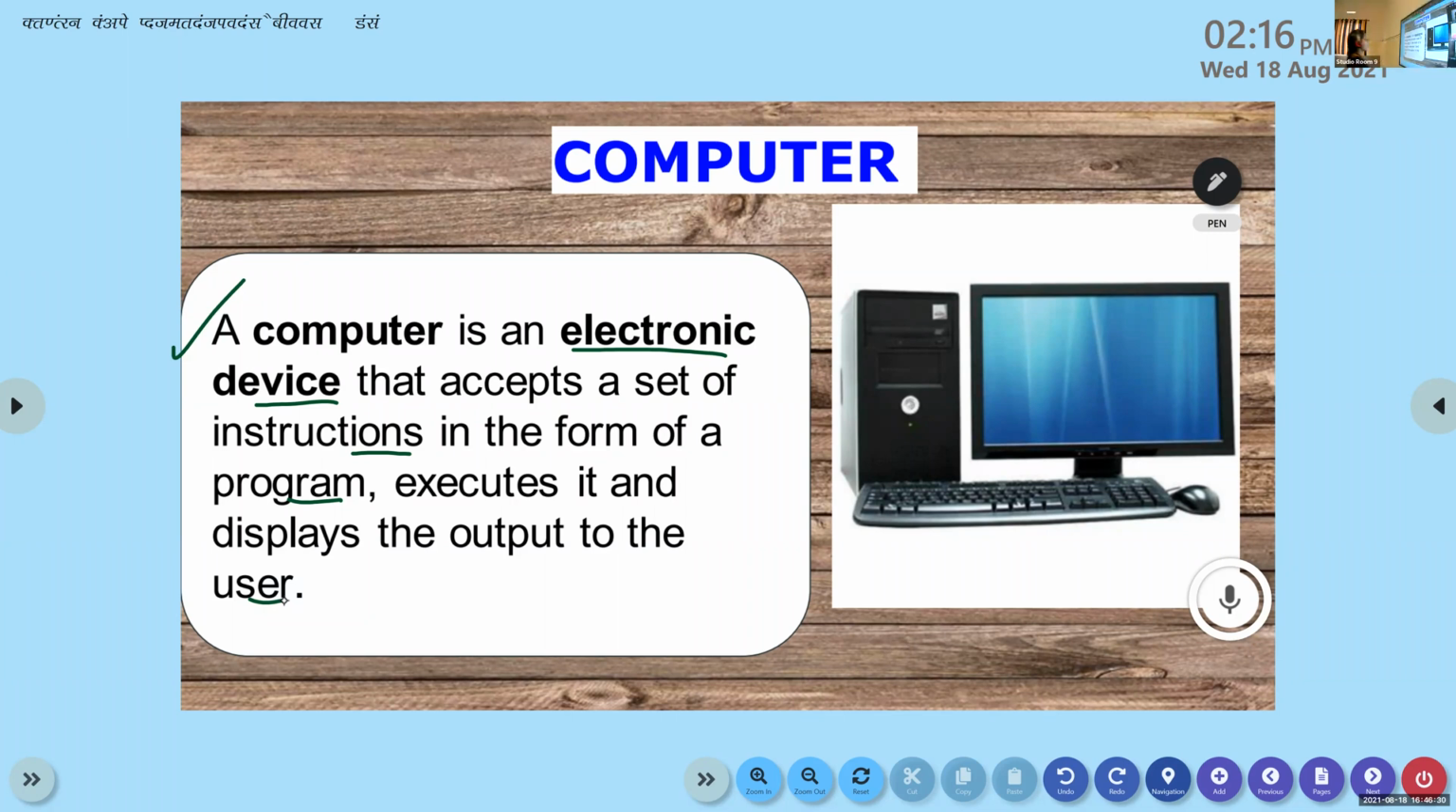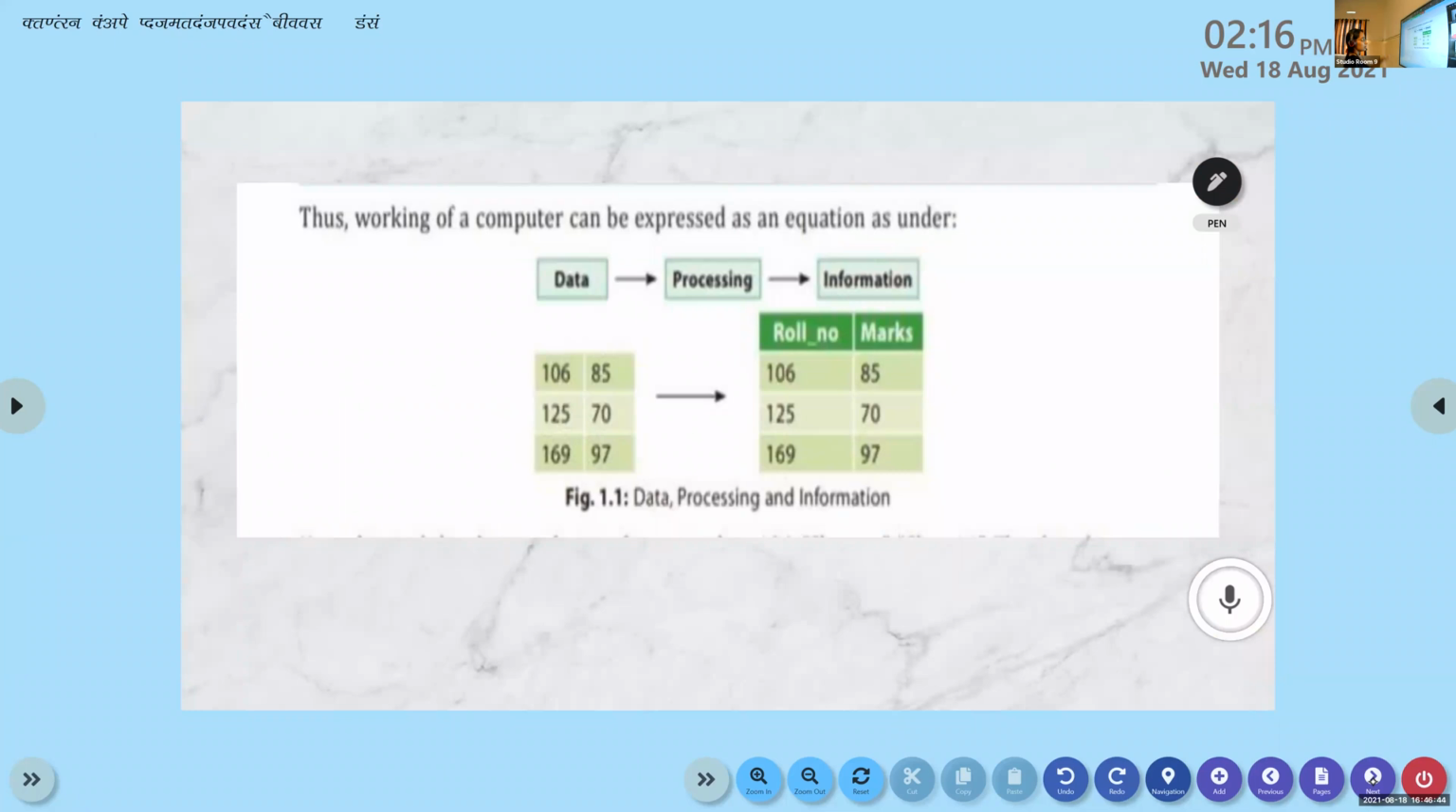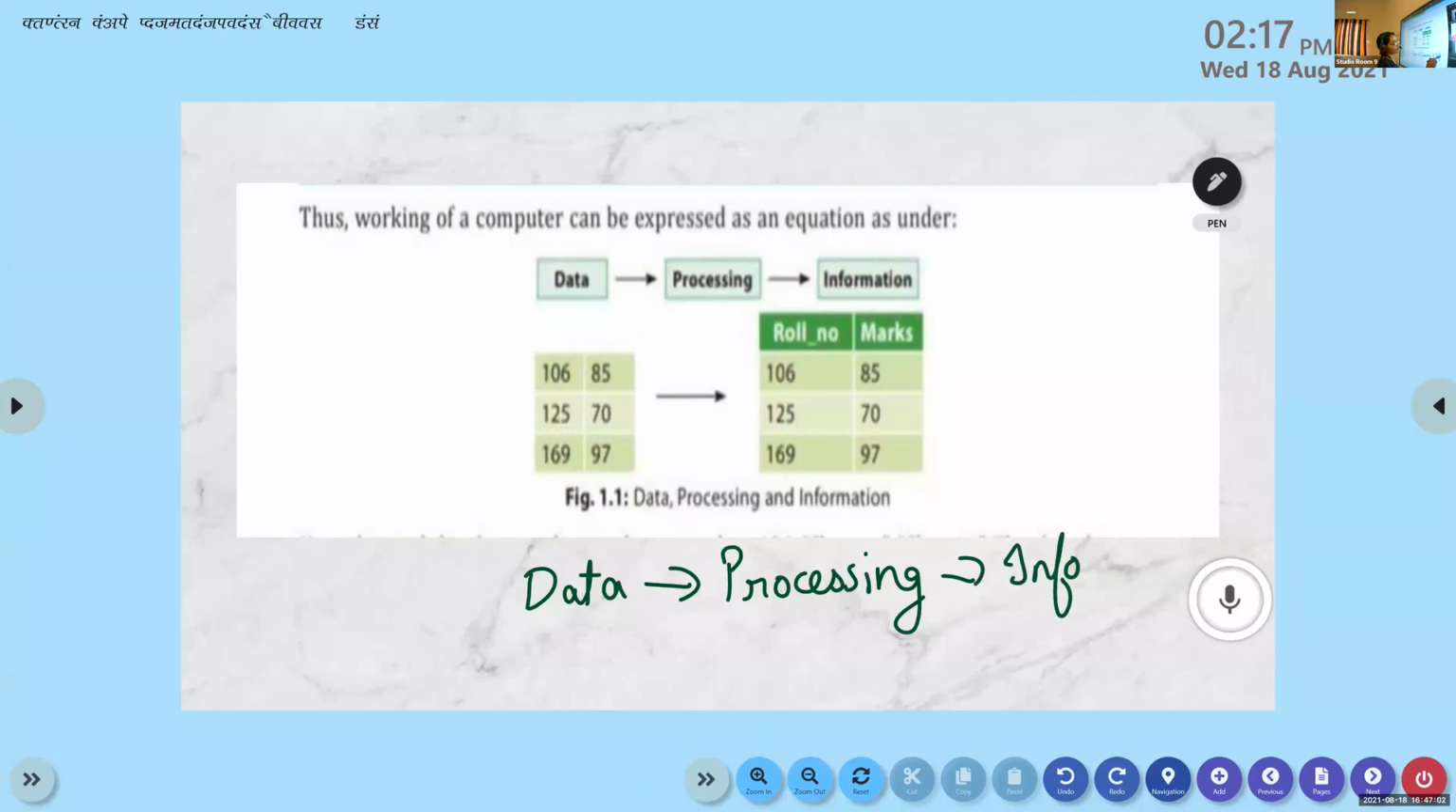So what is the definition of a computer? It is an electronic device that accepts a set of instruction in the form of program. After that execution has been done, then we will get the output, isn't it? So here you can see one example, the equation. The working of a computer can be expressed in an equation, isn't it? First, we used to enter data. After that, processing has been done. Then we will get the information. So the processed data is known as information, isn't it?